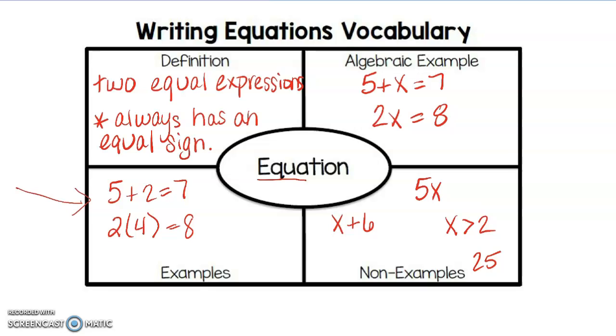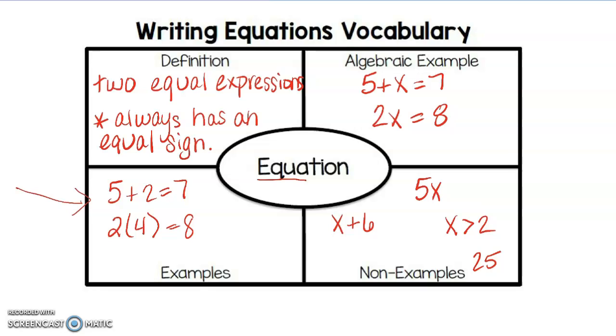Now some non-examples would be 5x, or x plus 6, x is greater than 2, or just the number 25. I want you to think for a minute, why are those non-examples of equations? What are they missing? Hopefully you came up with the answer that they're missing equal signs, right? So they do not have equal signs, so we cannot categorize these as equations.